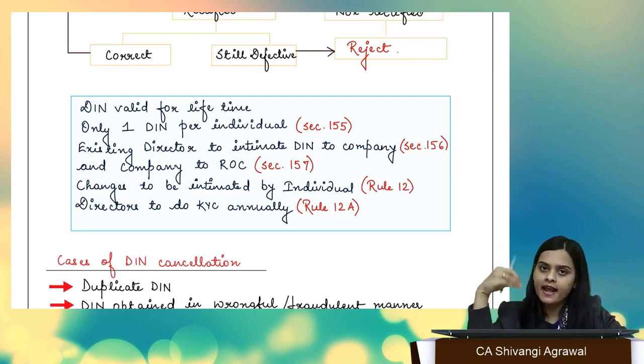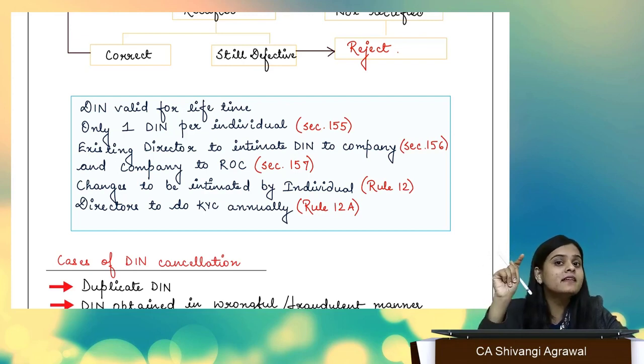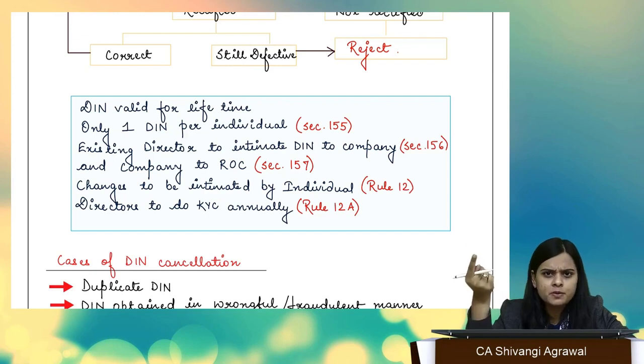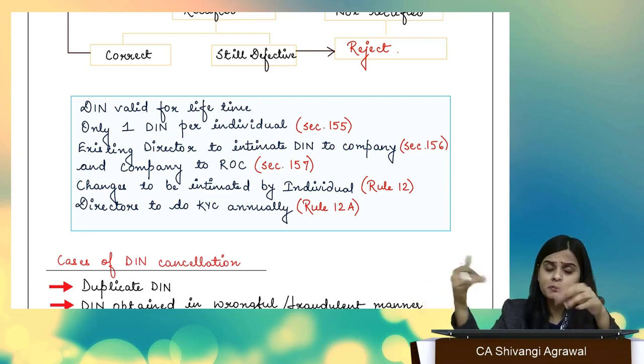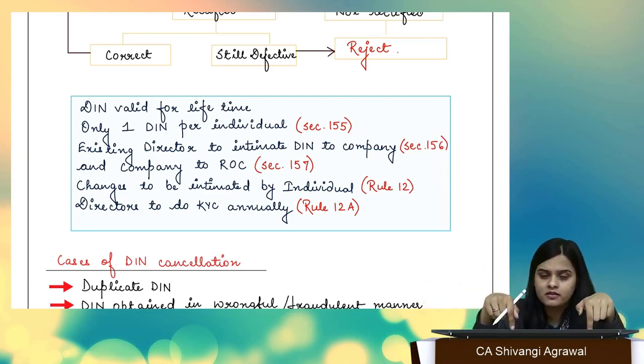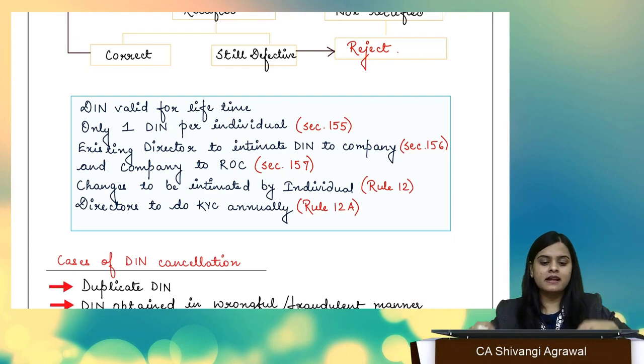Now any director, wherever you are quoting that you are the director of ABC Limited or whatever, you must state your DIN. Your name is not sufficient. To identify you, we need that DIN. Just like we quote membership numbers, CS membership number, CMA membership number, CA membership number. That is important. Likewise, directors also have to quote their DIN.